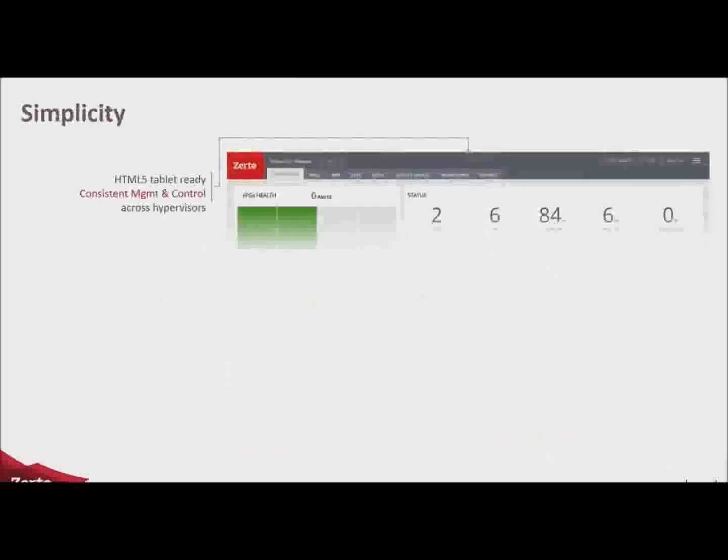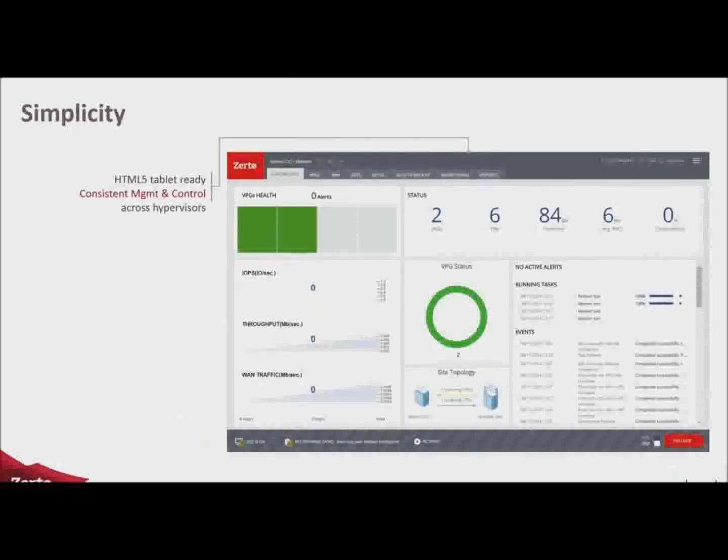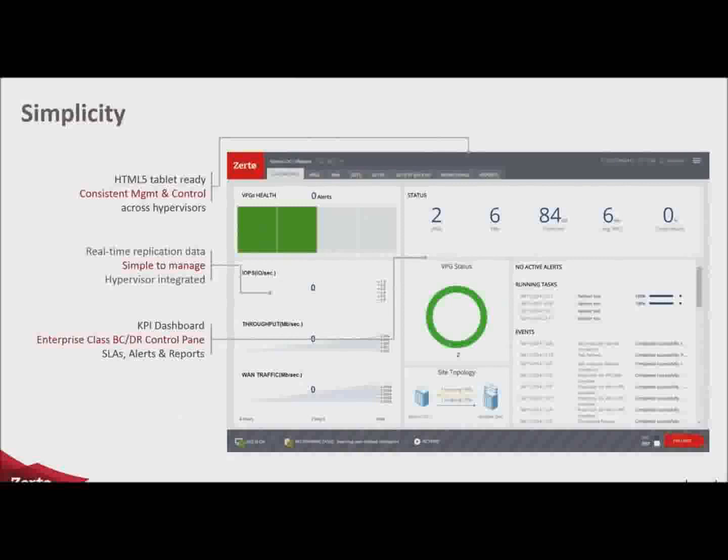In terms of simplicity, Zerto is managed from the single interface that you can see here. It's the same interface irrespective of the underlying hypervisor being VMware, Hyper-V, or AWS, giving you consistent management and control across your hypervisors. It's simple to manage because you're just selecting the virtual machines that you want to replicate and protect, because it's hypervisor integrated. It gives you real-time replication data, KPIs, SLAs, alerts, and reports, delivering an enterprise-class BCDR control plane, because you can always see what is happening with your replication in your environment and which are the busiest VMs and busiest protection groups, as well as all of the orchestration and automation capabilities.